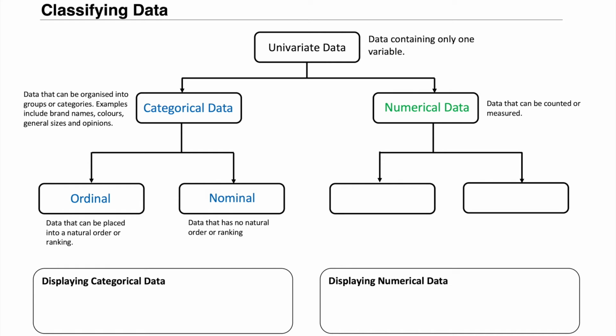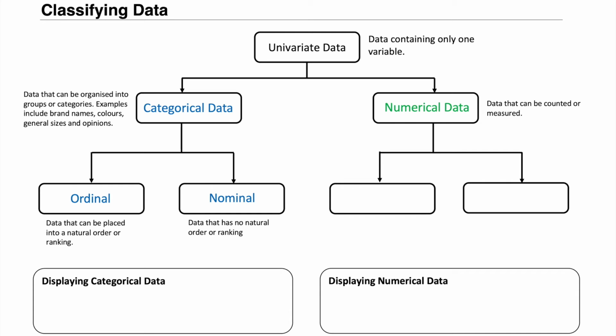Nominal data is categorical data that has no natural order or ranking. For example, if we're looking at hair color, there is no way of ranking blonde compared to brunette, compared to black, compared to red. So there is no natural order to it. Because there is no natural order to it, it is going to be nominal categorical data.